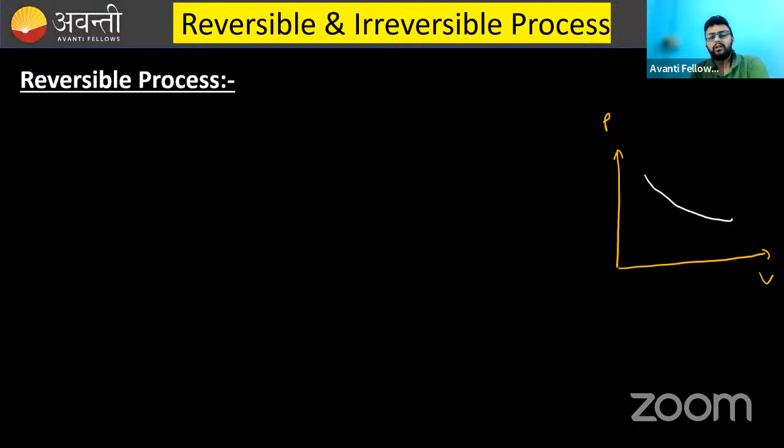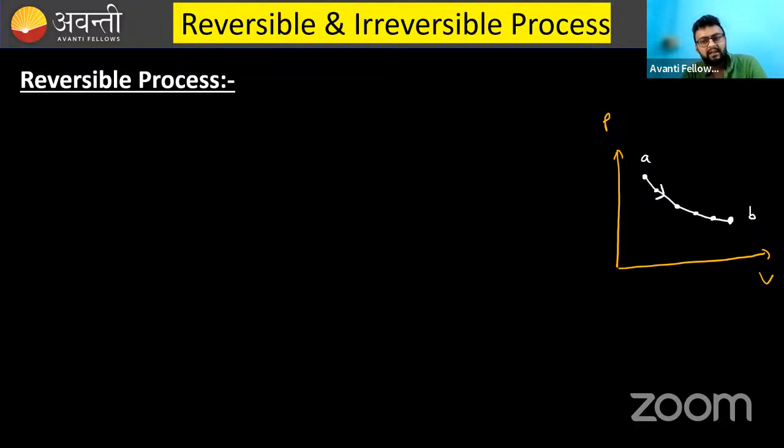Let's suppose the expansion is going on in the process A to B. Now, listen to me. While moving from A to B, there are various states of the system in between A and B. Like there is a state here, a state here, and a state here. There are a lot of states in between A and B.